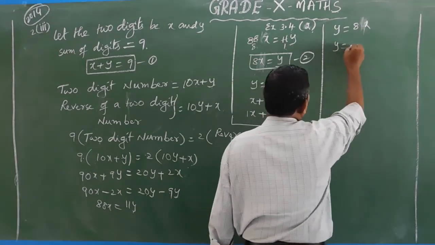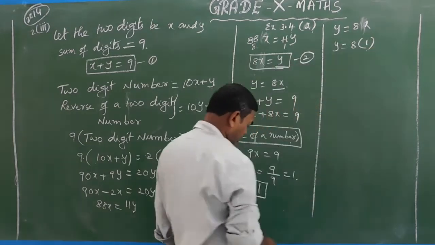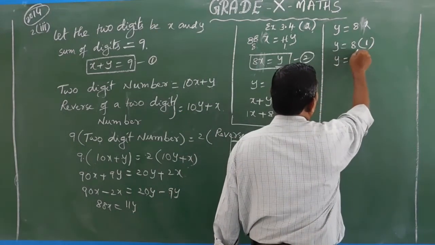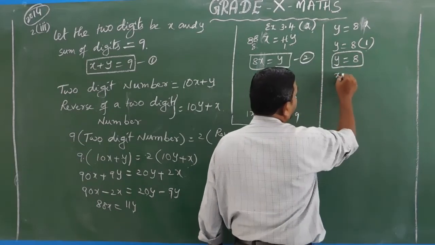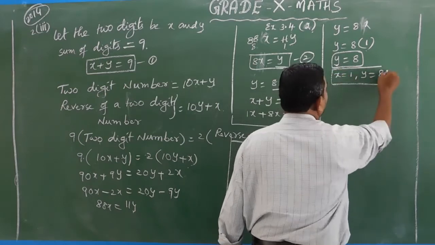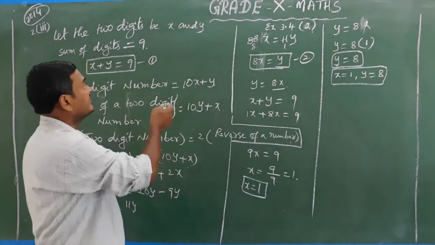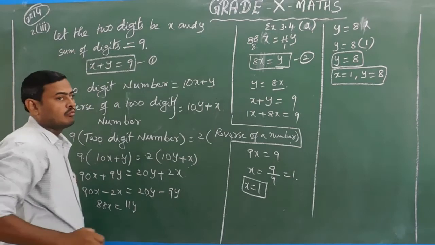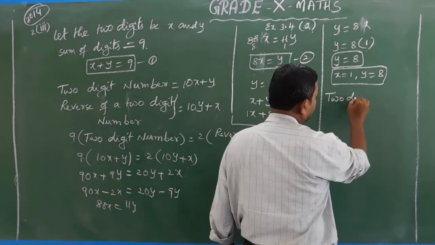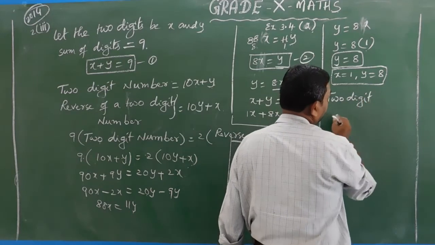Now y equal to 8 into already x value what we get? 1. So y equal to 8. Therefore x equal to 1, y equal to 8 are the solutions of the 2 digits x and y we found.